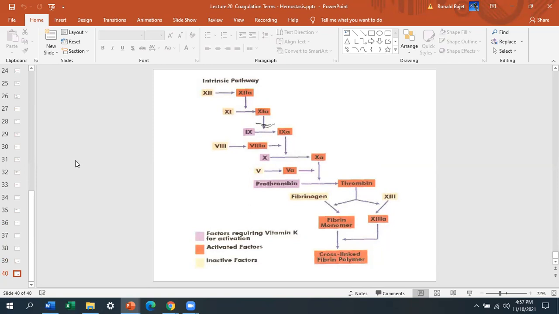Are there any questions? You're going to see this again because I'm going to reiterate and emphasize the reactions, like 12 going to 12A, see the activated forms, 12 going to 12A, 11 going to 11A, 9 going to 9A, and this factor 8 and factor 5. And I'm going to teach all of this to you. Are there any questions?